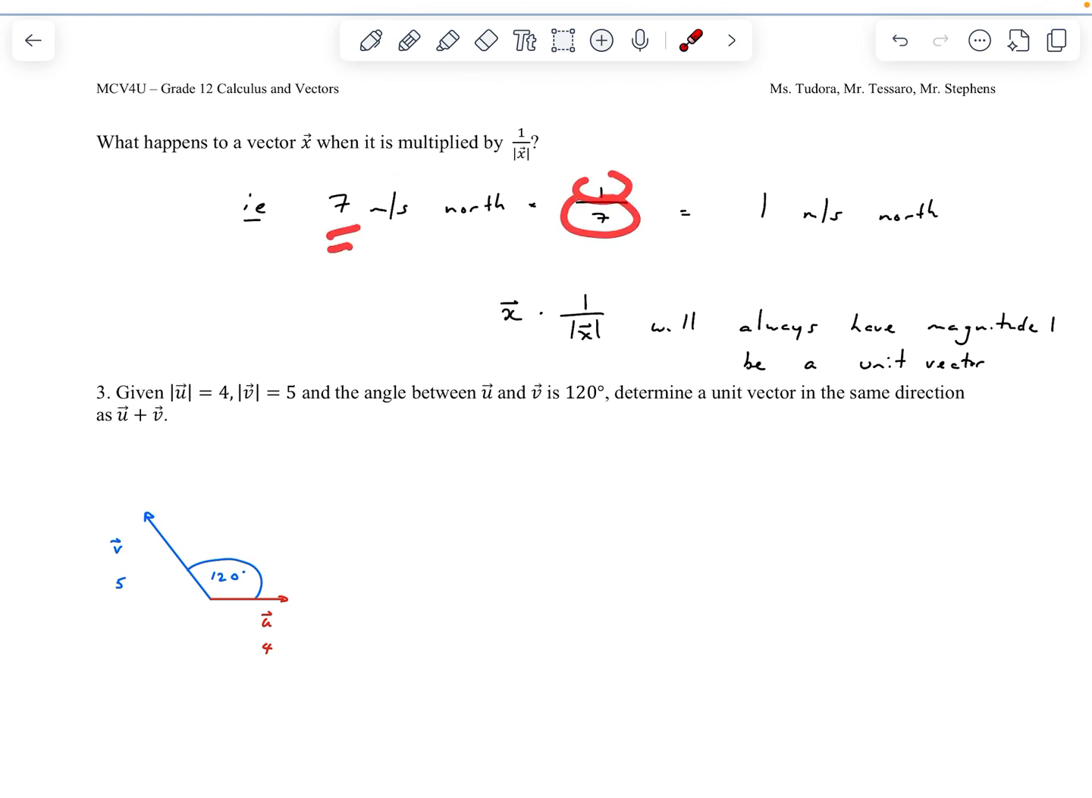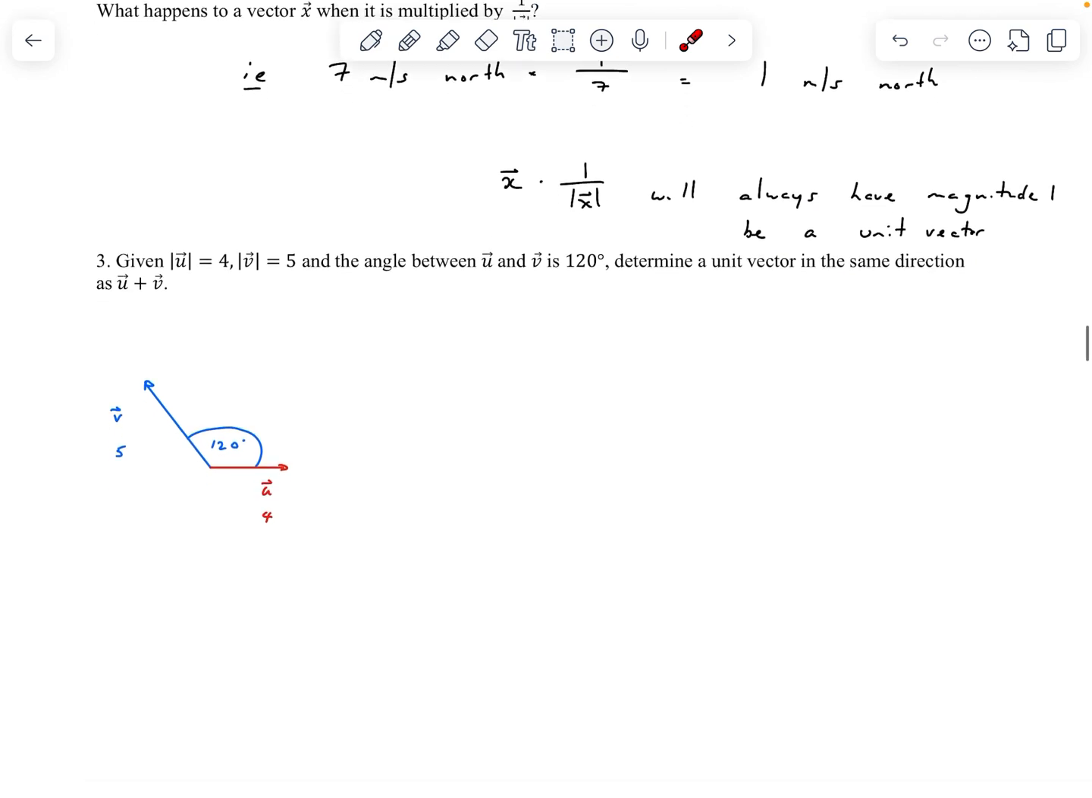So its magnitude is 7. And 7 meters per second times 1 over 7 gives me 1 meter north. Well, what happens? This 7 is always going to cancel this 7 and give you 1. When a vector is multiplied by 1 over its magnitude, it will always have magnitude 1. It will always give a unit vector as the answer. Because you're multiplying by the reciprocal of the magnitude, your answer is always going to be 1 unit long.